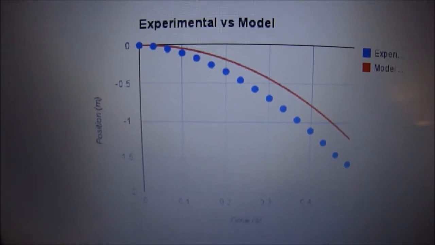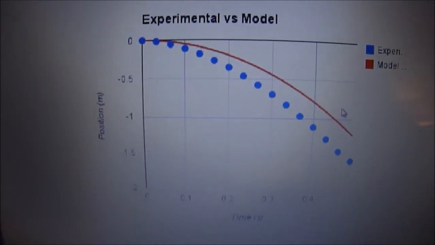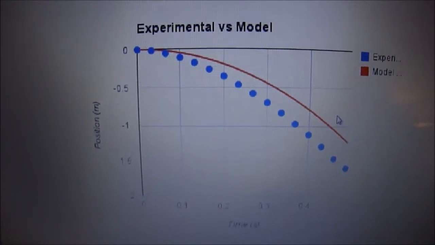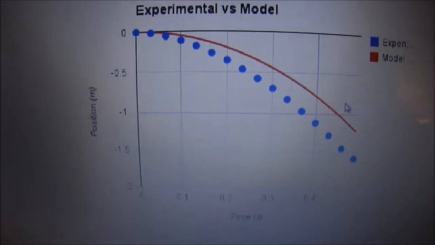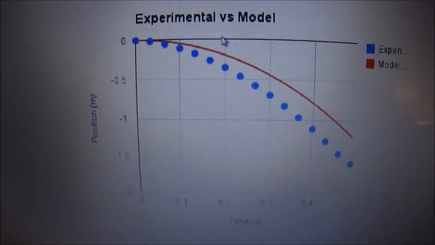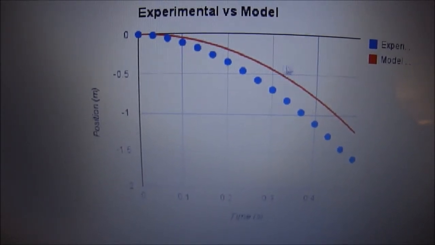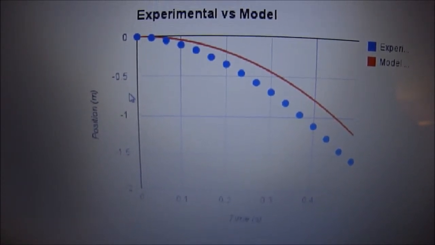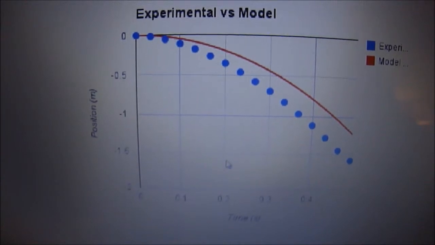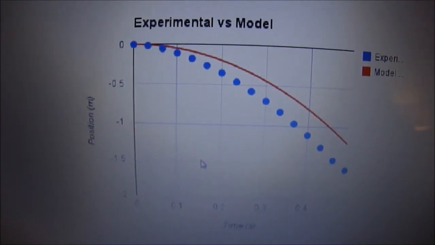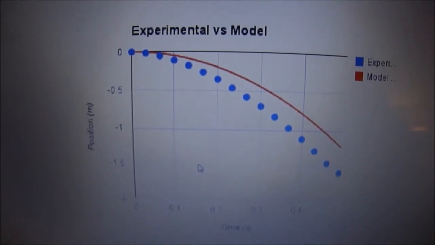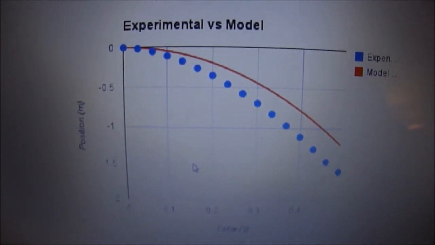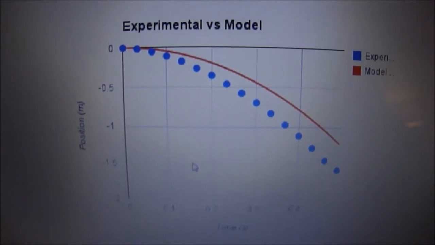My results are not looking too good, and this could be a few things. It could be the axis direction due to tilt. When I set that, I may not have aligned it. Again, we're comparing our experimental data, which is the blue dots, to our model predictions, which is the red line, and our axis is labeled position versus time. So now we're comparing the data from both the experimental and the model. Again, it could be the axis tilt.